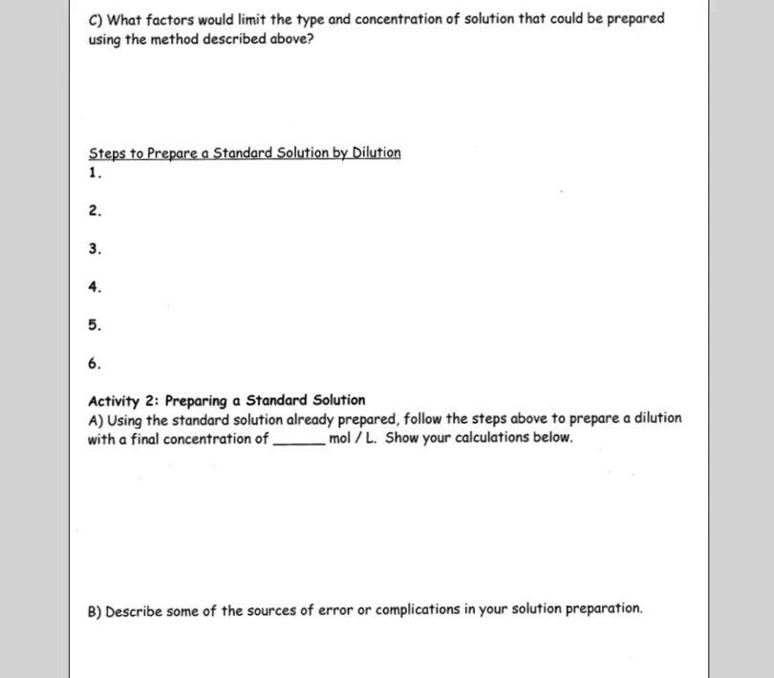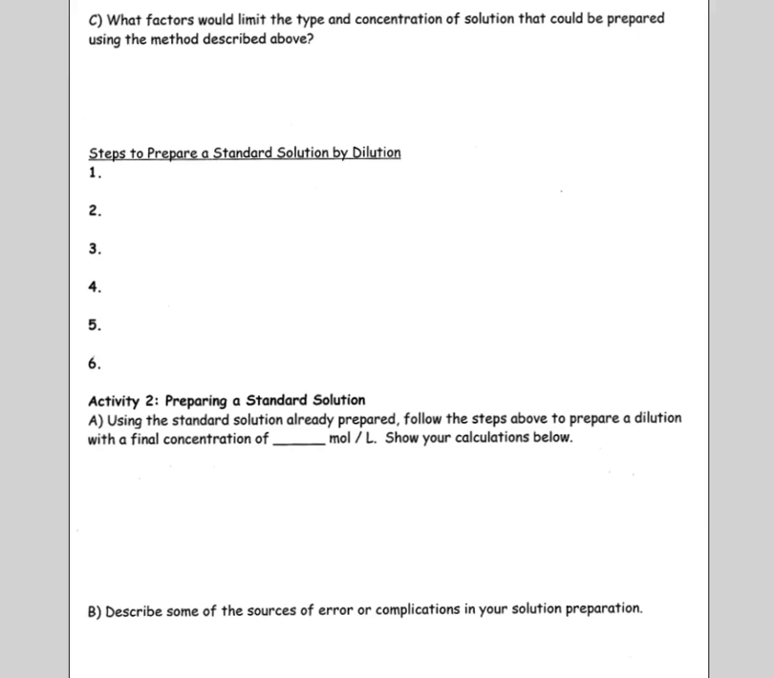In addition to errors involved in preparing a solution, we could have factors that would limit the type or concentration of solution that could be prepared. Using that method, we have to be able to work with a volumetric flask. 250 milliliter volume was mentioned there in the video. That's a fairly common volume for volumetric flasks. A 1 liter or 2 liter volumetric flask, though they're available, you could purchase them, is a little bulky to be working with. It's fairly large, and we don't often want to make that much solution. It could lead to a lot of waste.